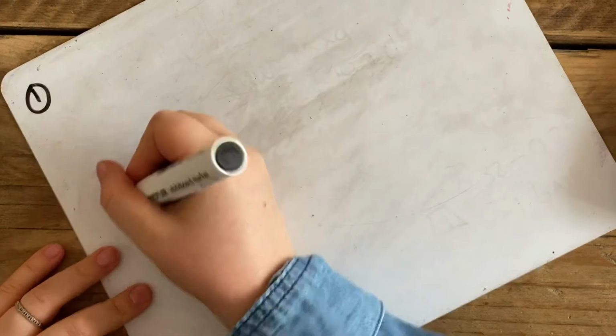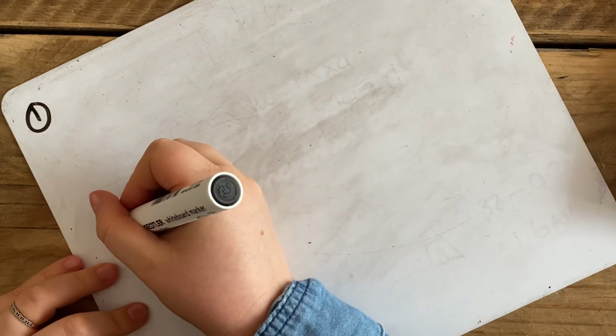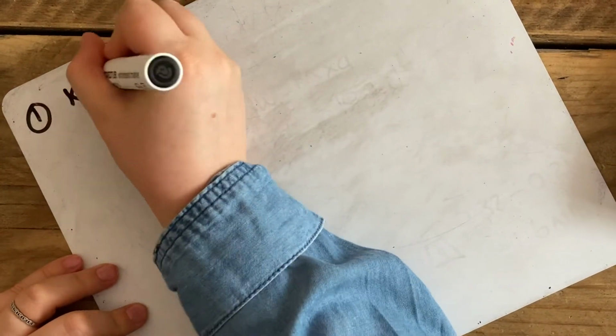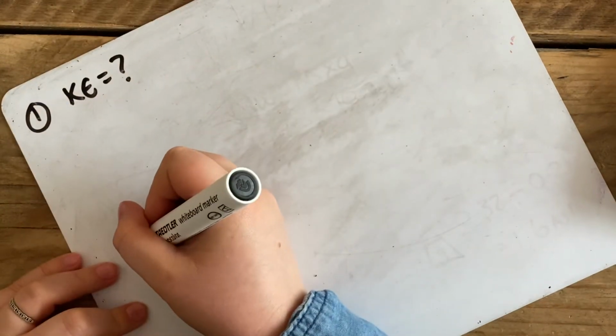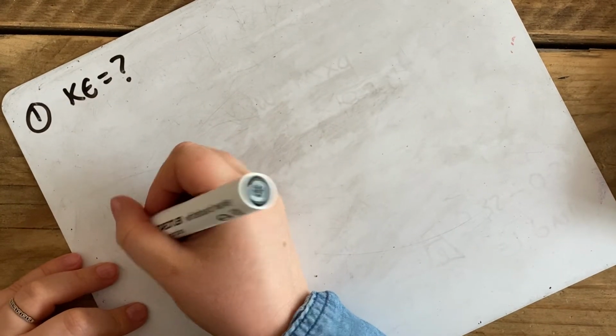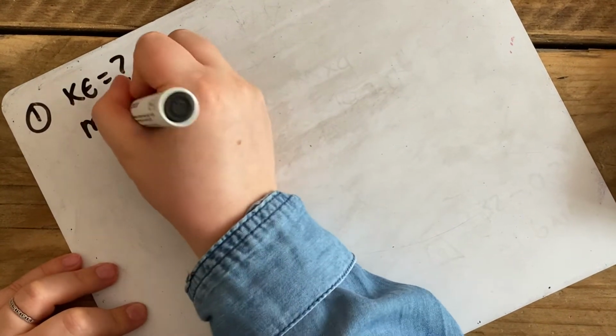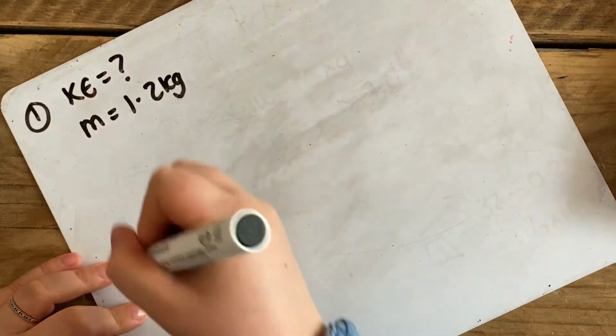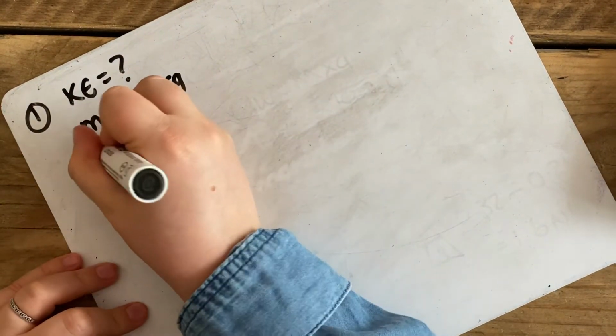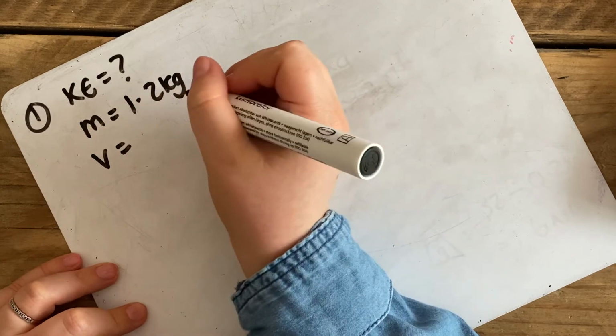Okay, so in these examples, we are looking at kinetic energy and gravitational potential energy. So question 1, they want me to calculate kinetic energy, which I don't know yet, of a 1.2 kilogram object. So I've got mass, and it's travelling at 2 meters per second.